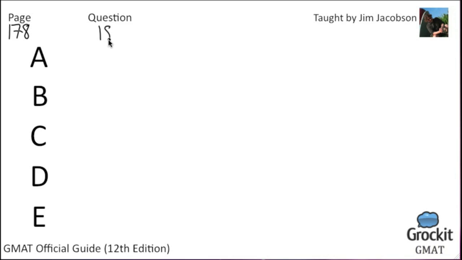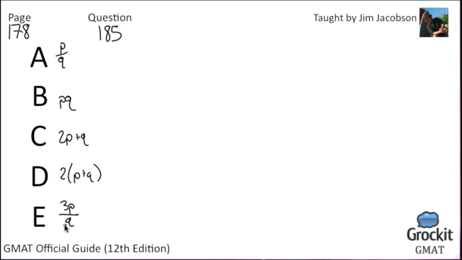Page 178, number 185. The answer choices are: P over Q, PQ, 2P plus Q, 2 times (P plus Q), and 3P over Q.